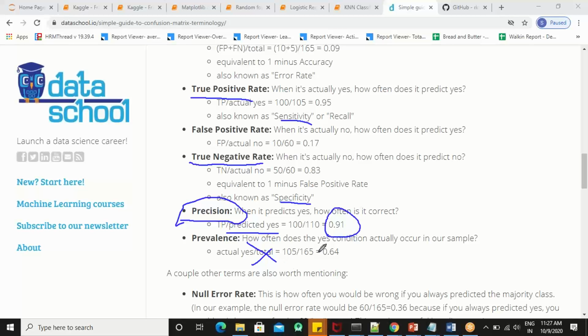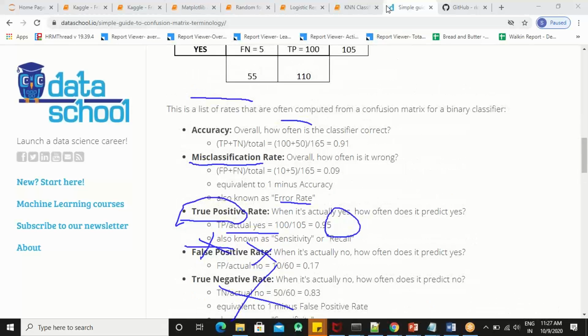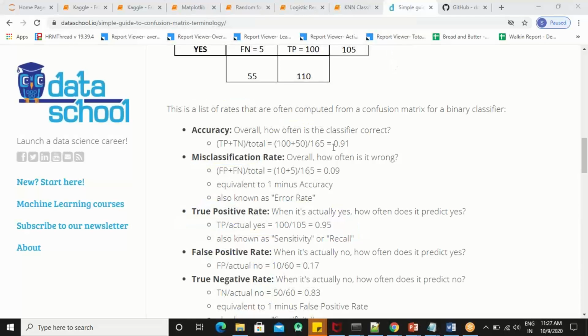Don't do this, as there are a lot of things like prevalence and so on. No need to do all those things. The only important things that you can be asked in interviews are accuracy, misclassification rate, ROC, AUC. That's one cluster of things.